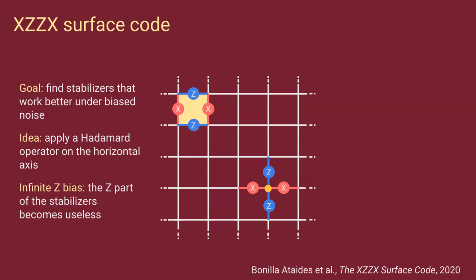So at infinite Z bias, that part of the stabilizer has become useless because all the errors are going to commute with the Z part. So we can completely forget about this Z part. It means that the stabilizers now become just those two-body stabilizers here.